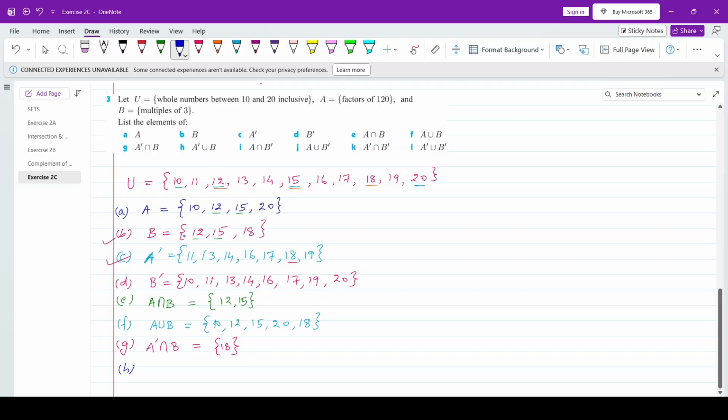A prime union B. A prime union B will be a set containing 12, 15, 18, 11, 13, 14, 16, 17, 18 we already have, and 19.